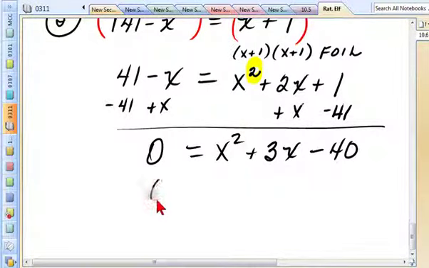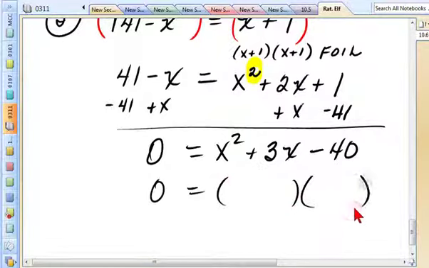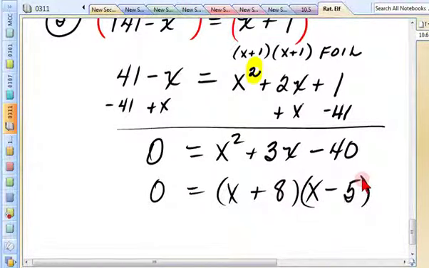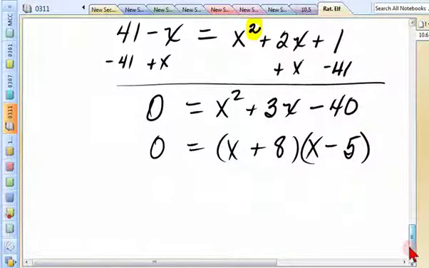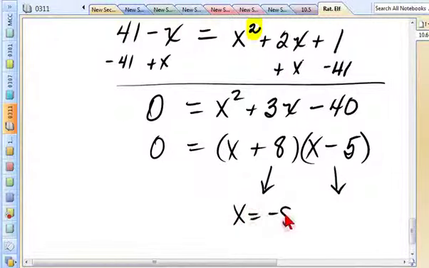All right, so I get 0 is equal to, I need 1 plus and 1 minus. I need an x and an x. Factors of 40 with a difference of 3: 5 and 8. So I'll put the 8 there and the 5 there. That works out. What are my two solutions? Negative 8 and positive 5. And I have to check both of them independently. I know it's a pain to have to do that, but you do.